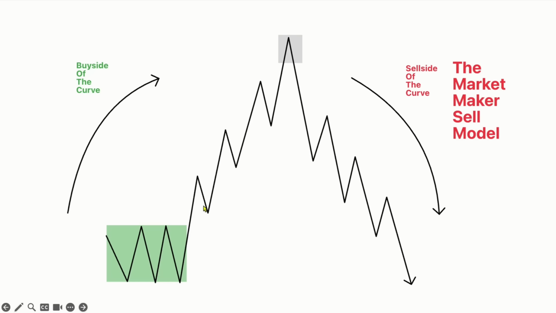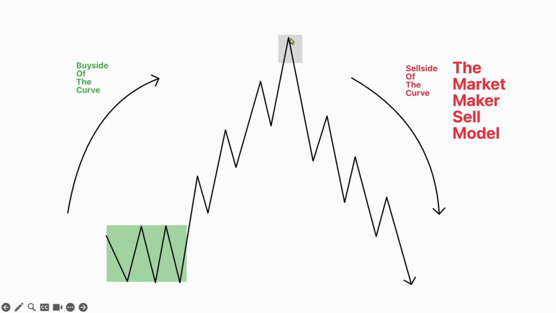The market continues to expand higher, it delivers higher, it's drawn towards buy-side liquidity, therefore this is called the buy side of the curve. This buy-side delivery takes place until the market reaches that point of interest, that POI.